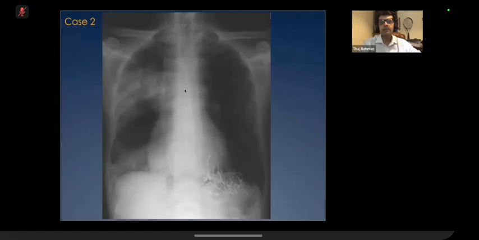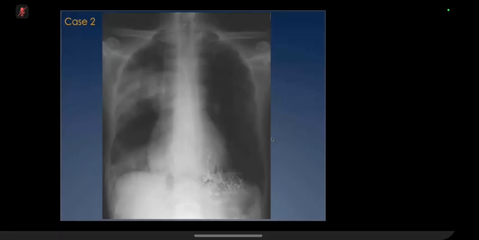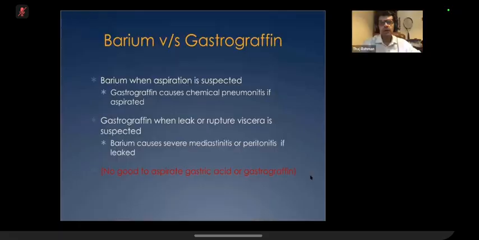So there is a malfunctioning esophageal stent, which has resulted in aspirated barium, and which is also causing aspiration pneumonias. Yes, aspiration pneumonias. So which one to use, barium or gastrographin? The way I remember is that if you aspirate gastric acid or gastrographin, they both cause chemical pneumonitis. So gastrographin and gastric acid cause chemical pneumonitis.